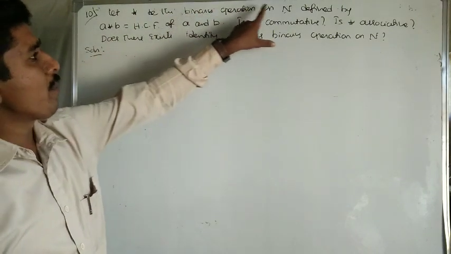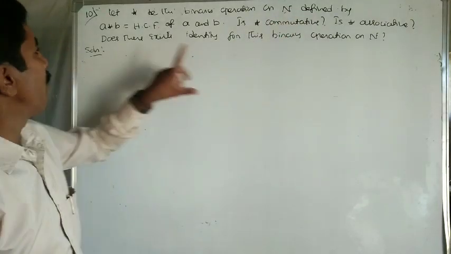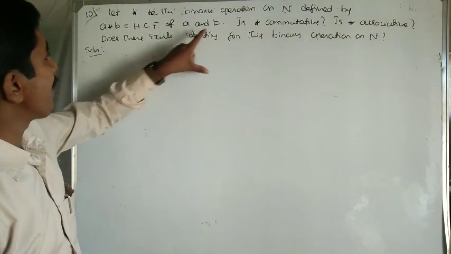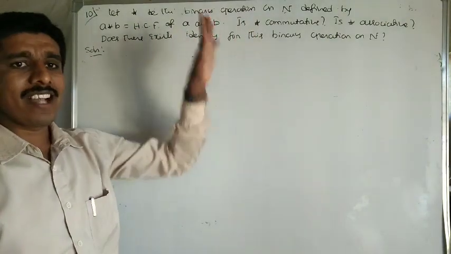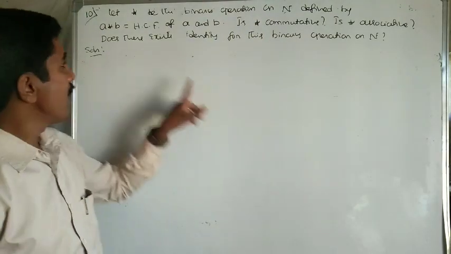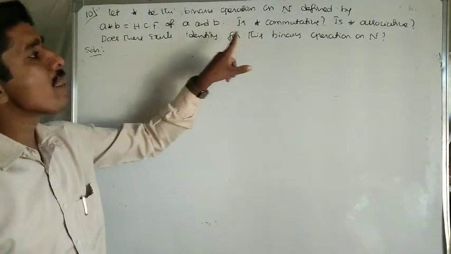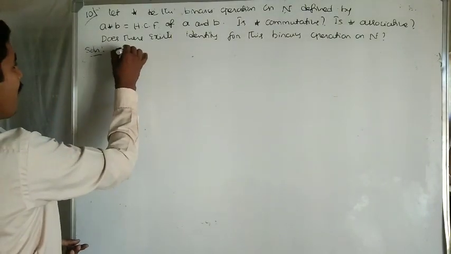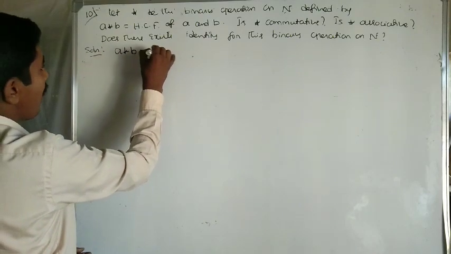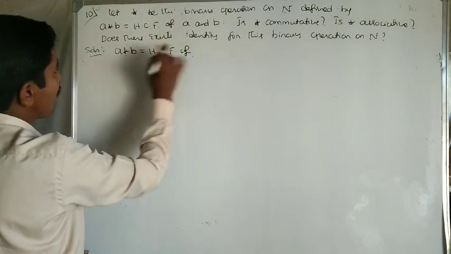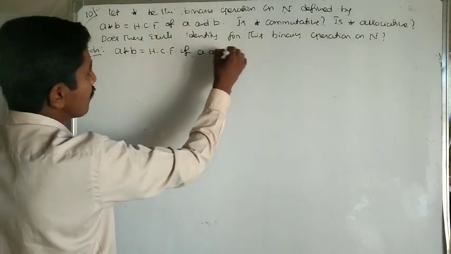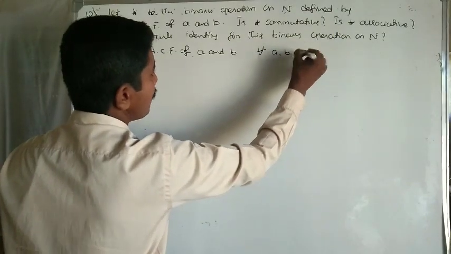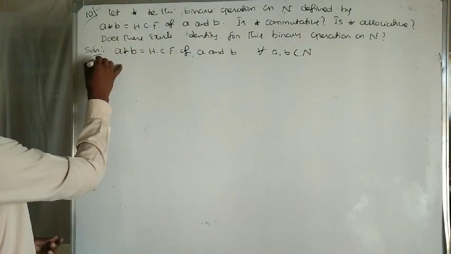Let star be a binary operation on the set of all natural numbers defined by a star b equal to the highest common factor of a and b. Verify if star is commutative, and if star is associative. Next, does there exist an identity for this binary operation on N? This means for all a and b belonging to the given set N, is star commutative here?